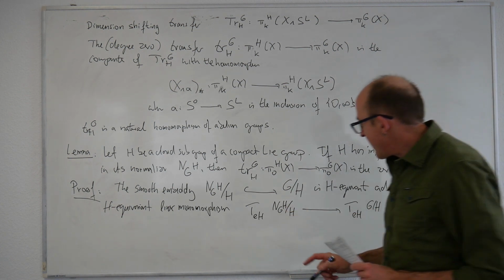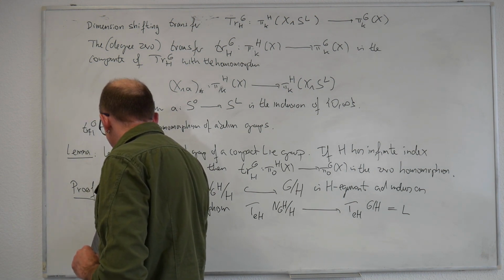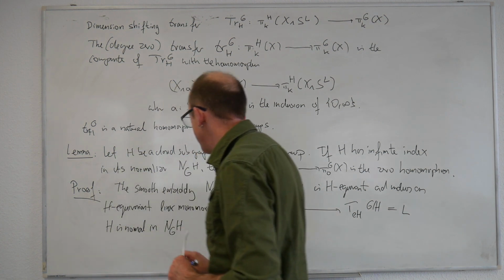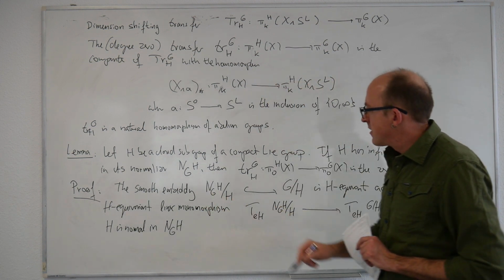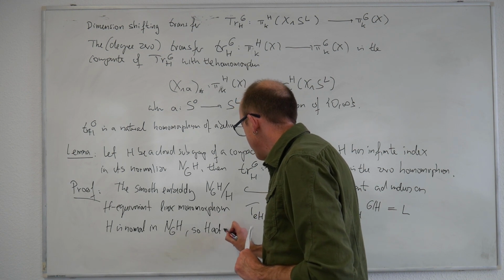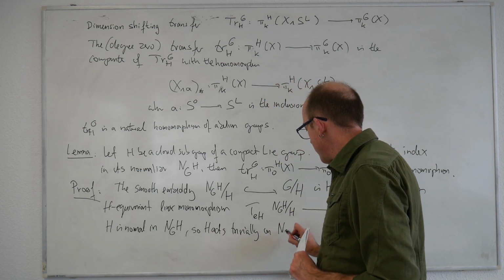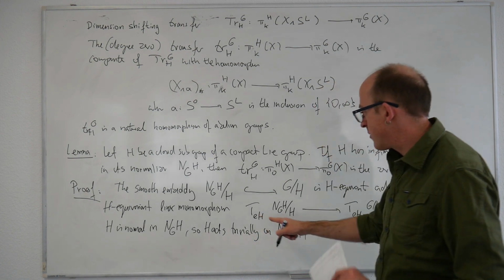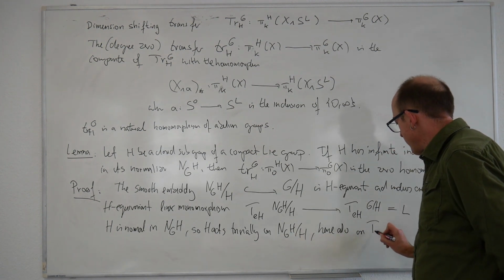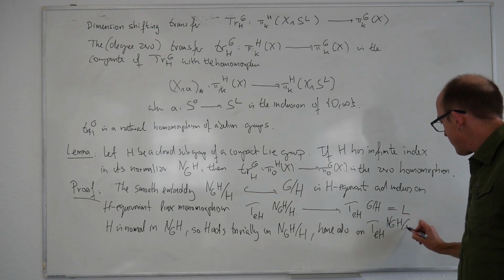So now, by design, H is normal in its normalizer, and that's what the normalizer is made for. H is normal in NGH, it's the largest subgroup in which H is normal. So that means that on this orbit space, the H action is trivial. The translation action is trivial on NGH mod H, and hence also on the tangent space.